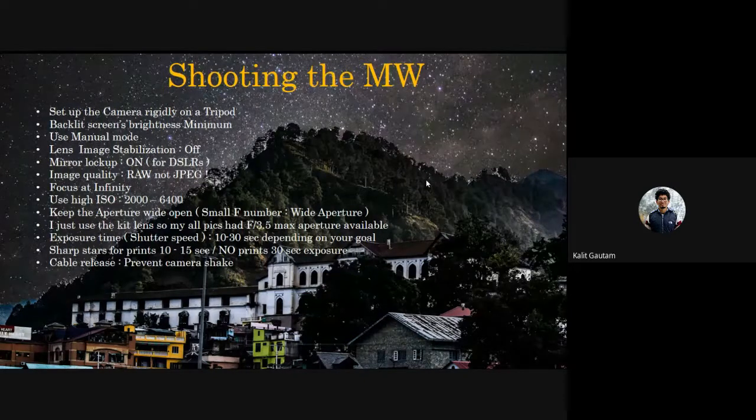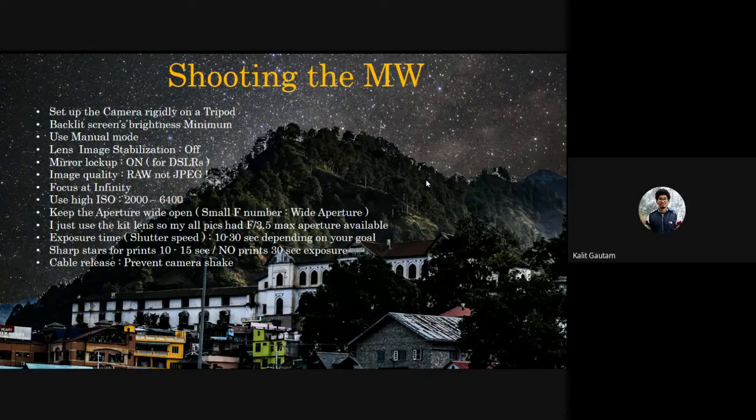People also call it shutter speed, but we also used to call it exposure time. Exposure time is basically how long you have to expose the sensor of your camera to the stars, or to whatever subject you are focusing on. For Milky Way photography, you have to go from 10 to 30 seconds depending on your goal.